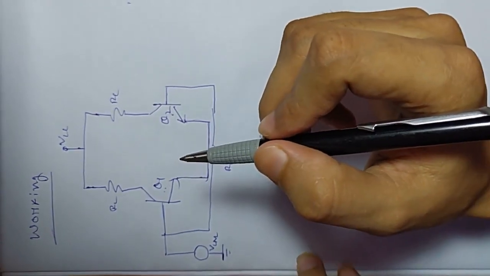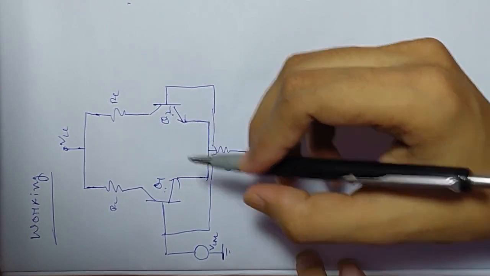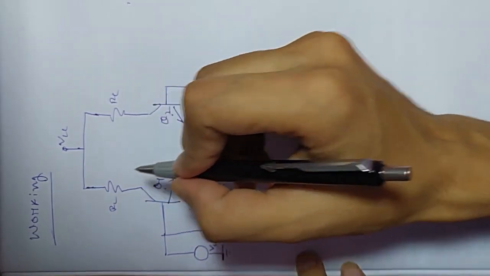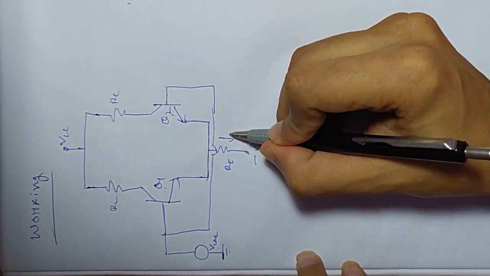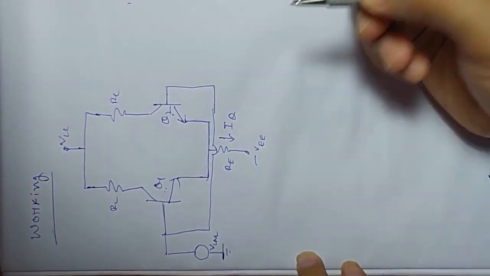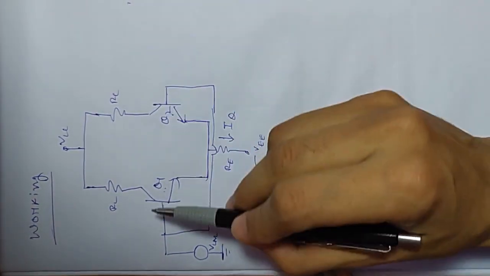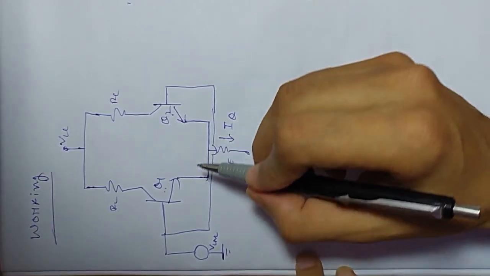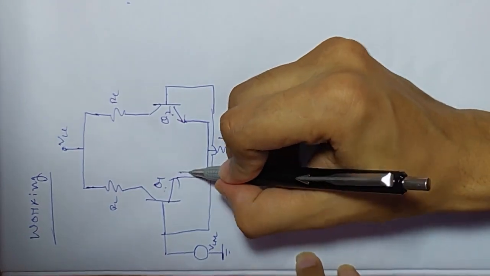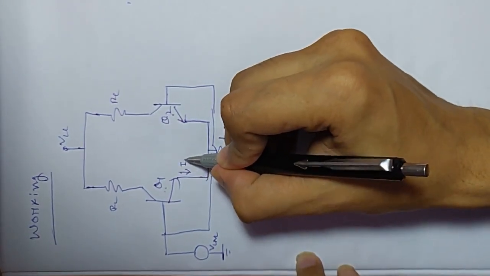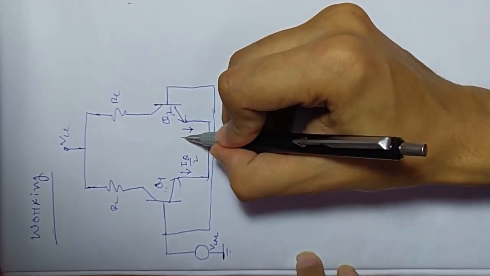So as a result, you have the same amount of current flowing through each branch. The total current through RE is IQ. Because of this symmetry, this current will be equally divided between the two transistors. So the emitter current will be IQ by 2 for the first transistor, and IQ by 2 for the second transistor.